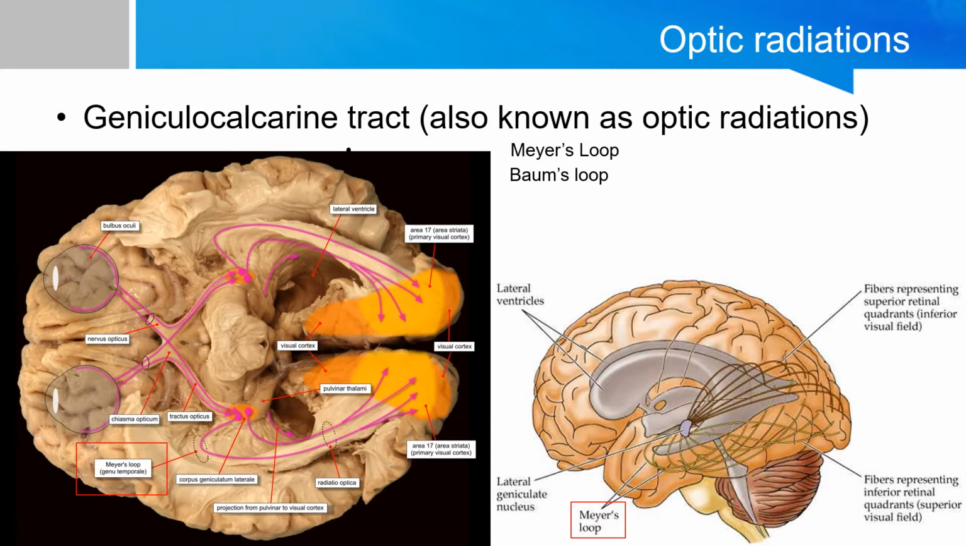And note on the bottom left where it depicts the Meyer's loop genu and its relationship in the temporal horn, and hence its importance in knowing the anatomy of this structure when it comes to temporal lobectomies. The other structure is called the Baum's loop. It travels straight from the LGN up and around to the occipital cortex via the parietal lobe, and it ends in the superior lip of the calcarine fissure.